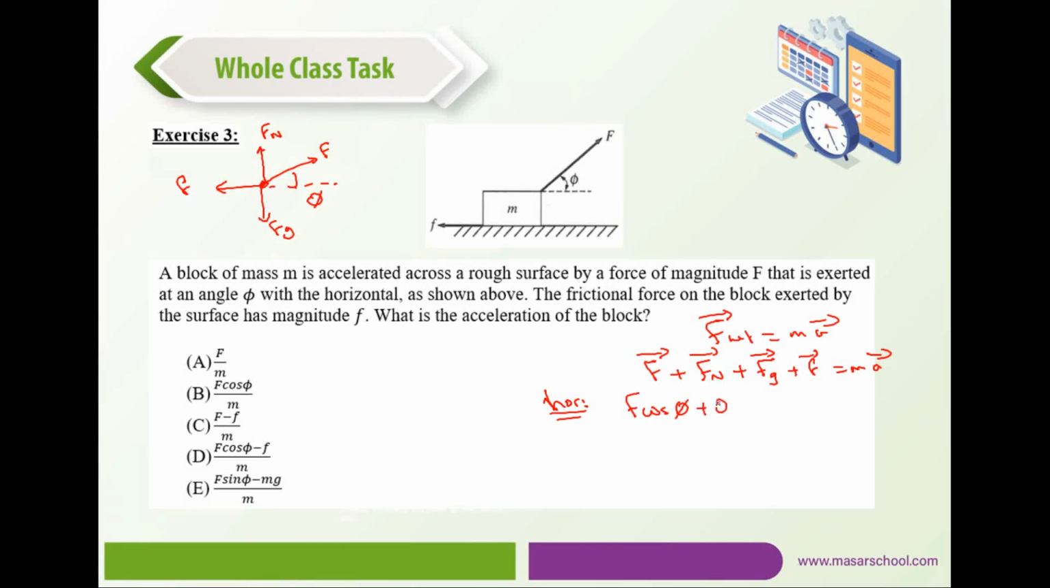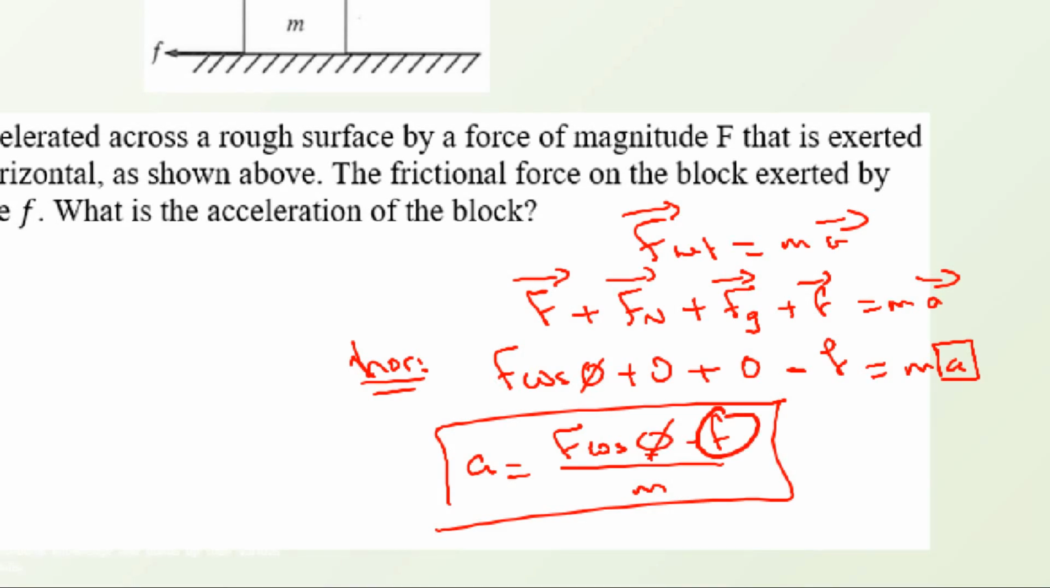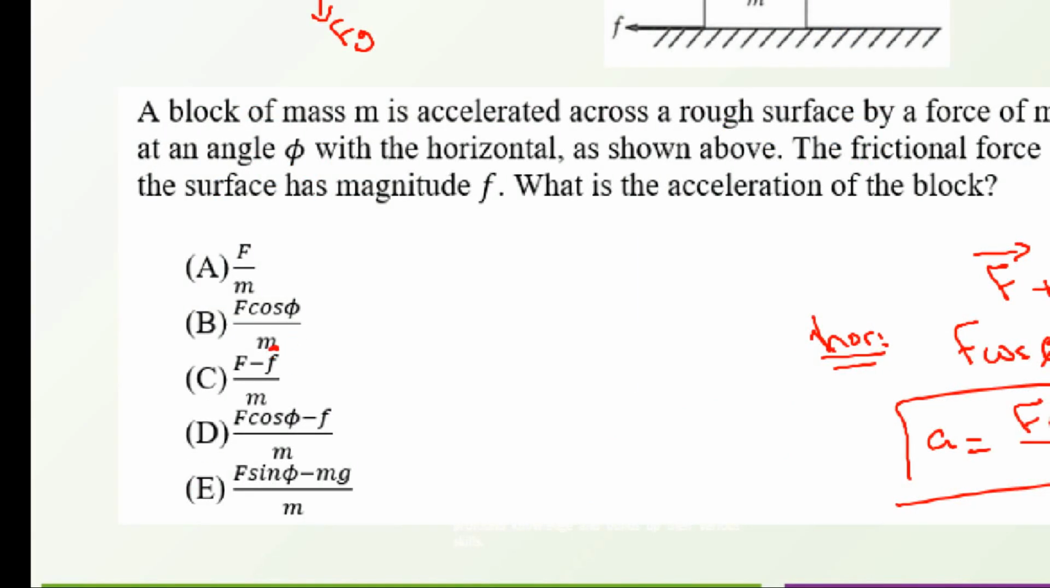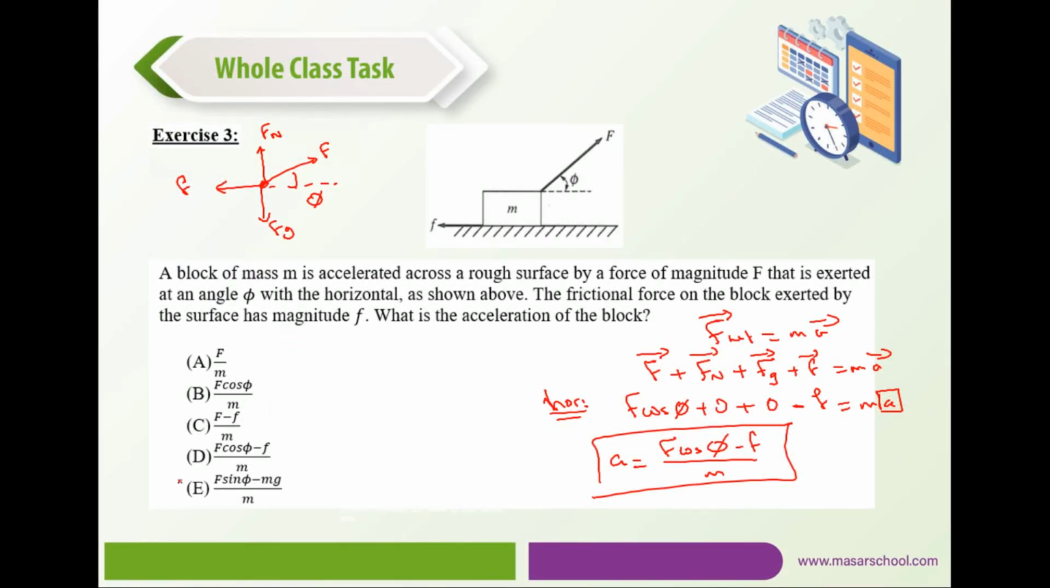The normal push has no projection along the horizontal, and neither does the pull of gravity. Friction would be completely to the left, and that would be given by ma. We're interested in determining the expression of the acceleration. Acceleration would be given by F cosine phi minus f divided by m. Notice that I have kept the friction as it is, without referring to the definition mu k Fn, simply because all the choices are given in terms of friction, and in this case the correct answer would be E.